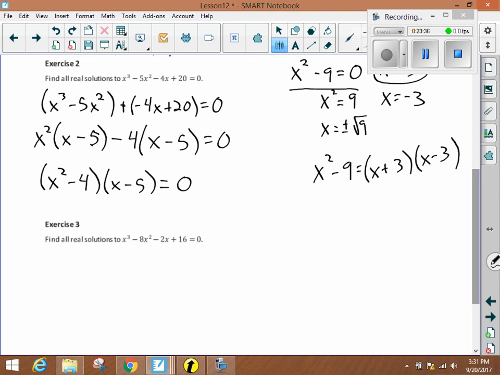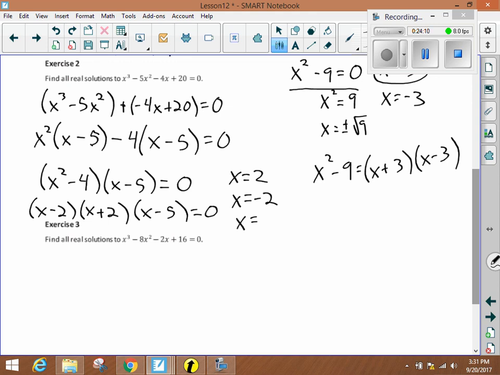Oh, look at that. I see difference of squares. Because this is going to be x minus 2 times x plus 2 times x minus 5. I saw the difference of squares there. Look at that. So my answer then, I've solved it. It's going to be x equals 2, x equals negative 2, and x equals 5.